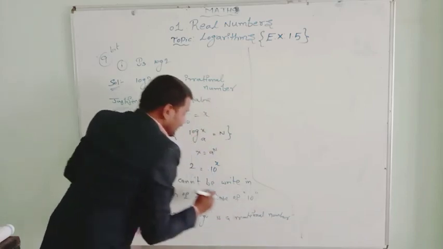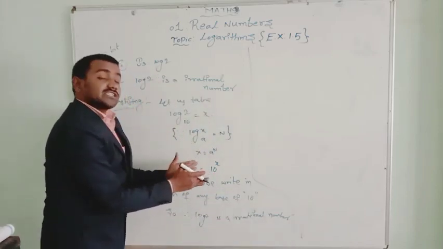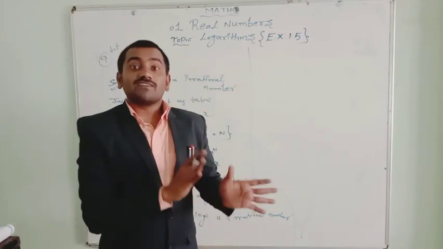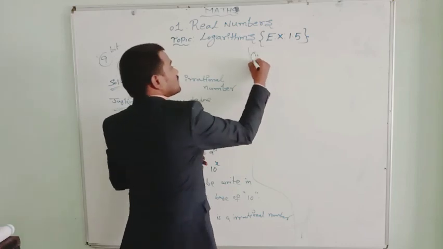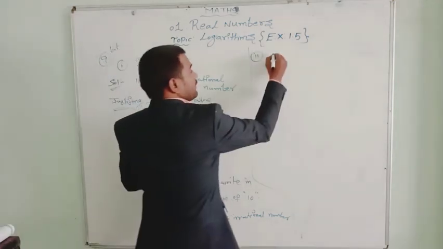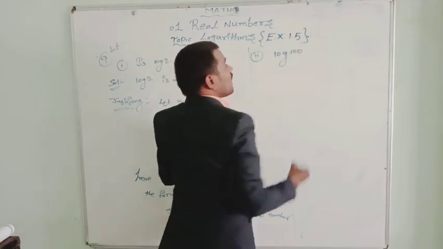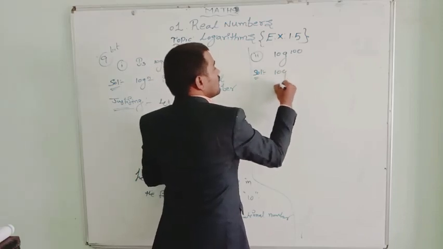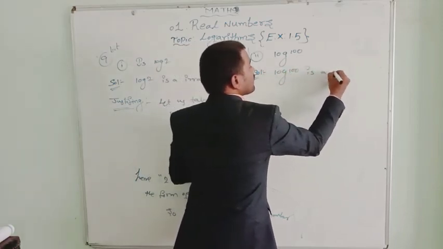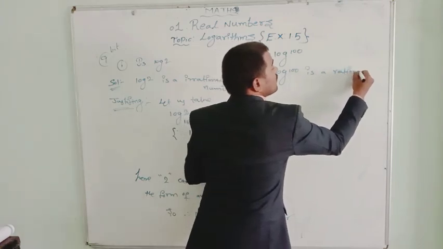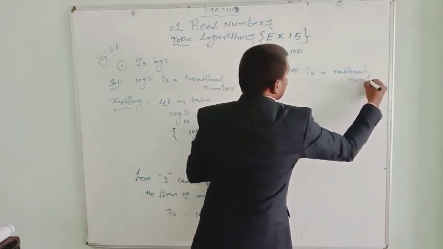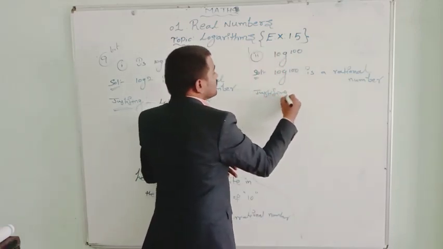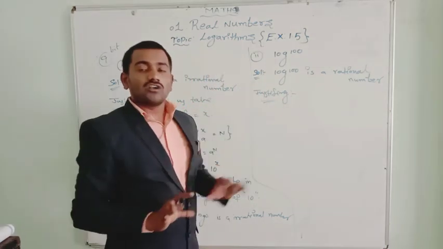Let's see the rule. If this 2 can be written as a base 10, that is a rational number. If it cannot be written as a base 10, that is an irrational number. Let's see one more question that is a rational number. Log 100: is it rational or irrational? The solution is that log 100 is a rational number. How? Let me justify the answer.